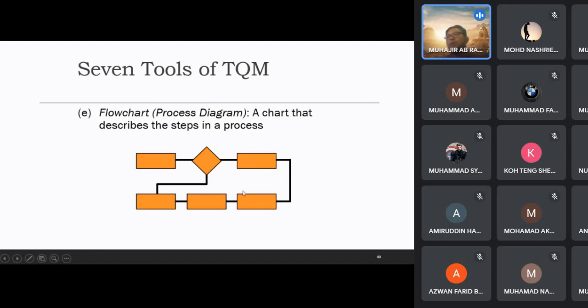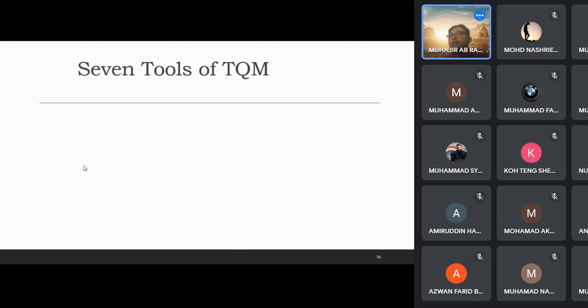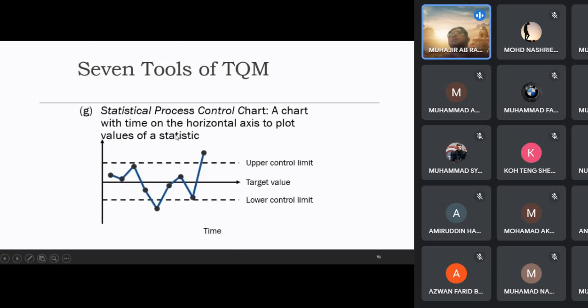Flowchart, you are quite familiar. It is just a process diagram. Histogram, I also believe that you have learned during secondary school, to get ideas to identify the problem from this histogram. The SPC is for quality control. The details of this you will learn with Ir. Fauzi, I think at week 10 maybe.